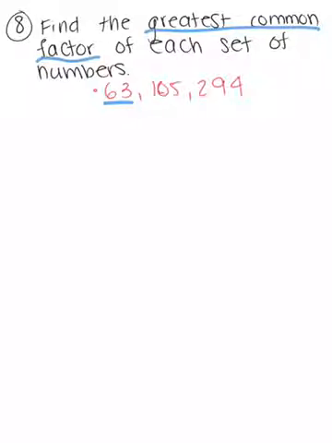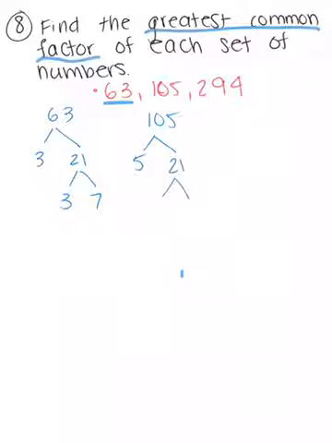Then I have the number 105. I know that it ends in a 5, so it can be divisible by 5. And then it's going to be 21, and then 3 and 7.